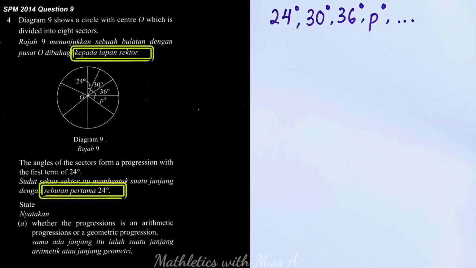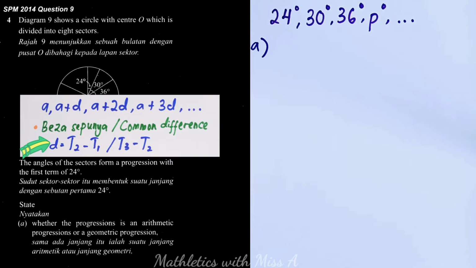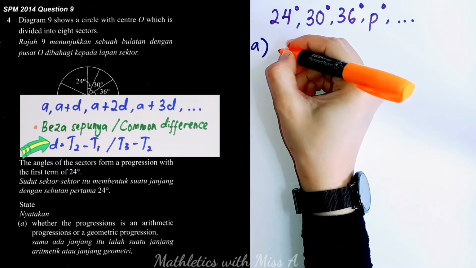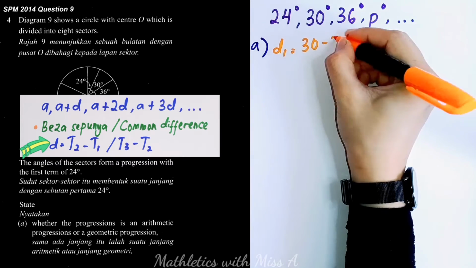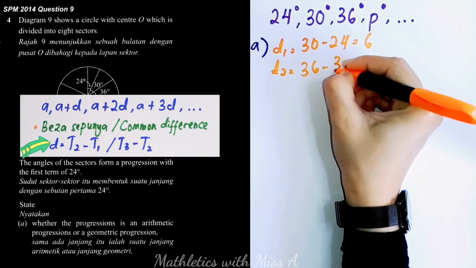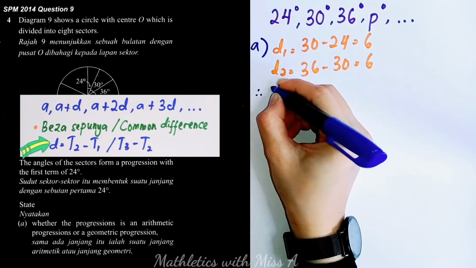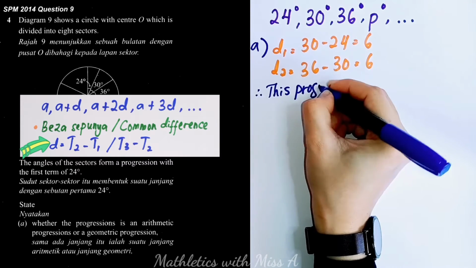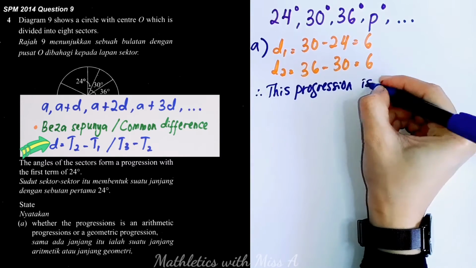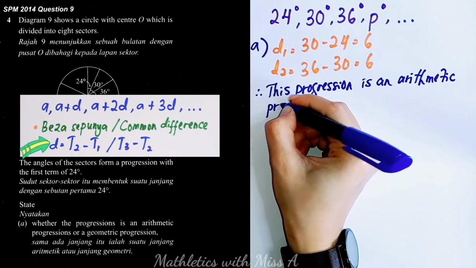Diagram shows a circle with center O which is divided into 8 sectors, and the first term is 24 degrees. So A, find the value of d. So d1 equals 30 minus 24 equals 6, and d2 equals 36 minus 30 equals 6. So when the value of d1 equals d2, meaning this progression is an arithmetic progression.